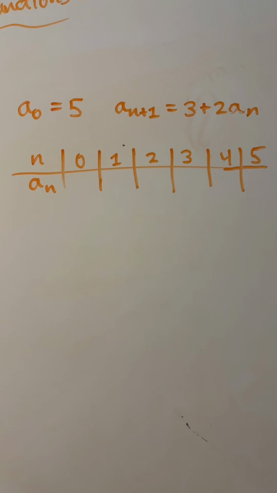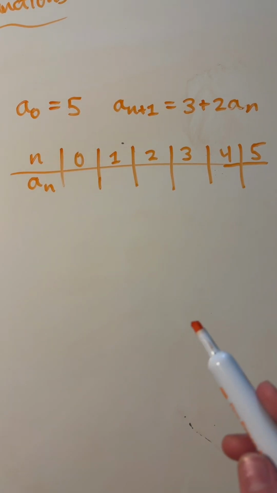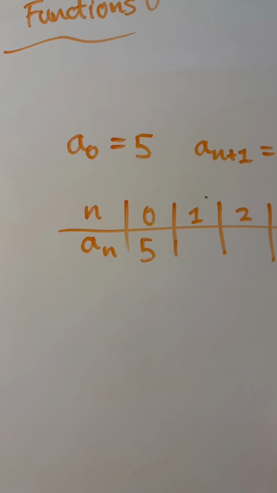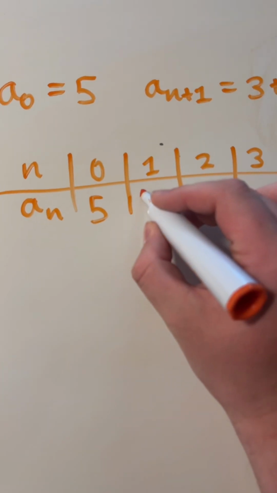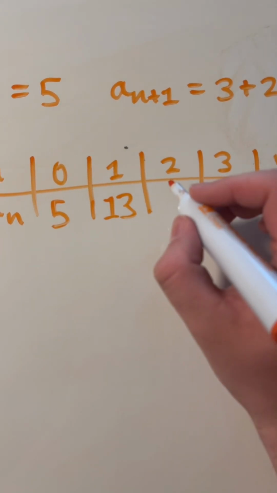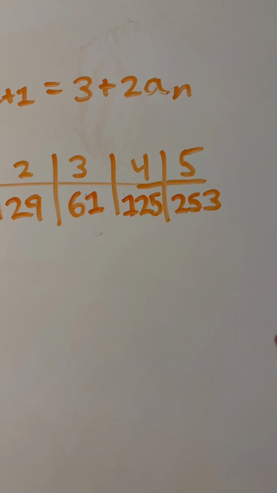So we can use this rule and fill in the little table I have here to find the first couple elements of this sequence. As we said, the 0th element will be 5, and then the first element will be 3 plus 2 times 5, which is 13. Then the next element will be 3 plus 2 times 13, which is 29. And then next would be 61, 125, and 253, and so on.